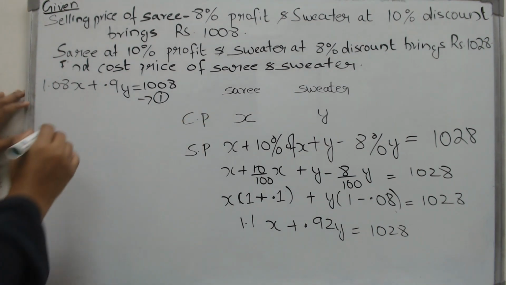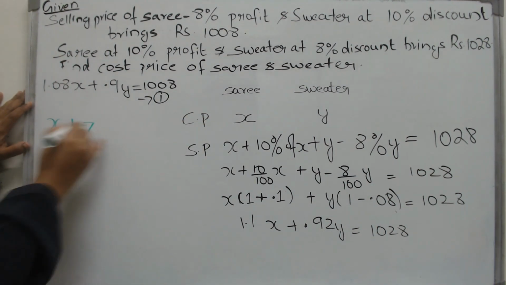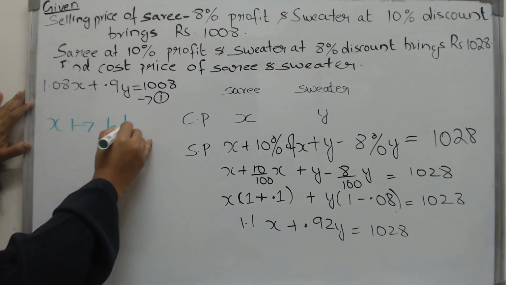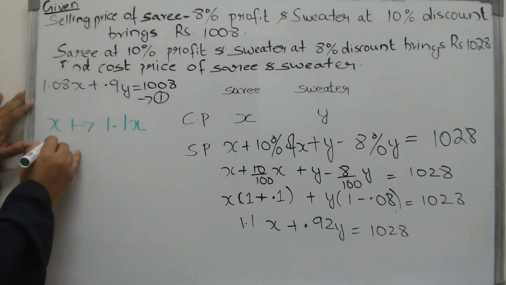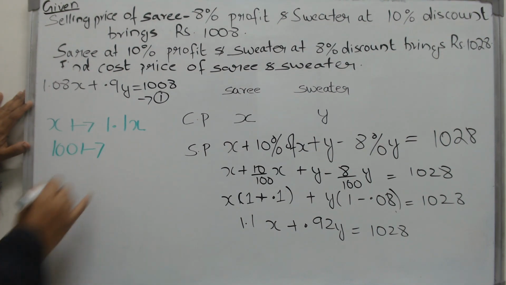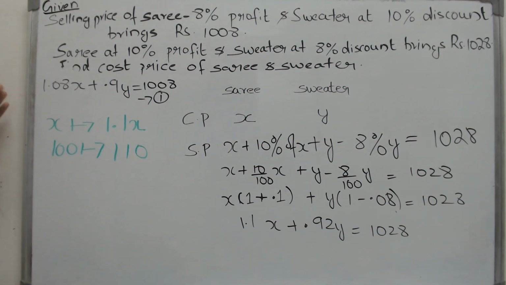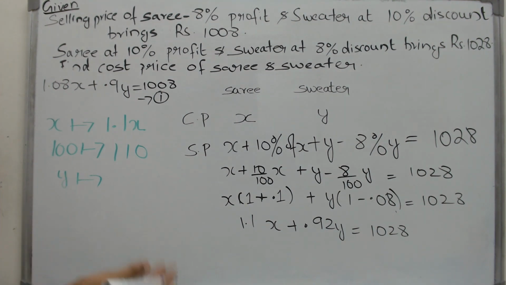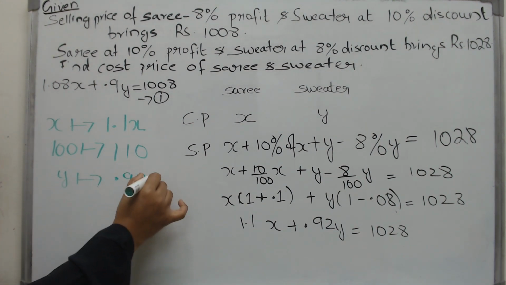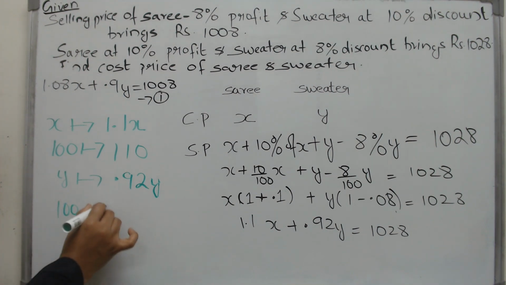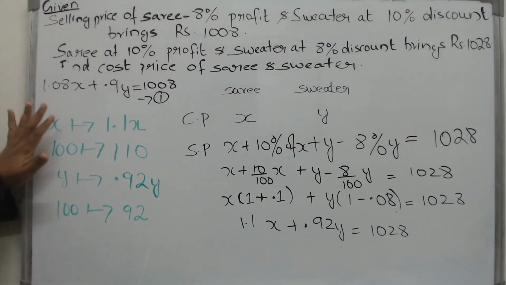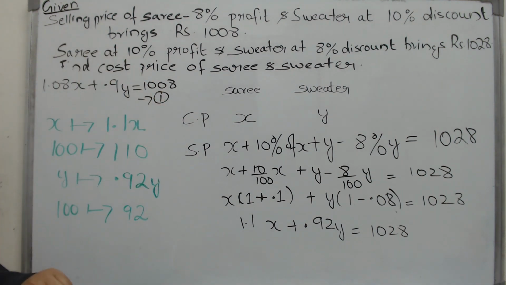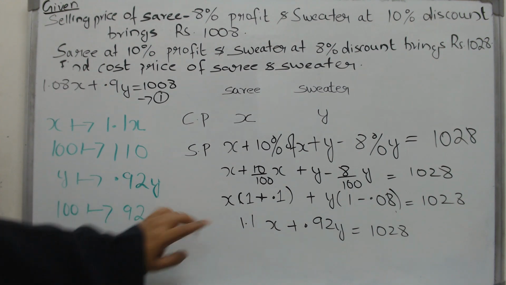What does this mean? If he got the saree for X rupees, he sold it for 1.1x rupees. Or in other words, if he got the saree for 100 rupees, he made 110 back. He made a 10 rupees profit for every 100 rupees that he spent. But unfortunately for the sweater, if he spent Y rupees buying it, he had to sell it at this price, which means for every 100 rupees he got only 92 rupees back. This is the situation we have here. We have two equations. Let us solve them.